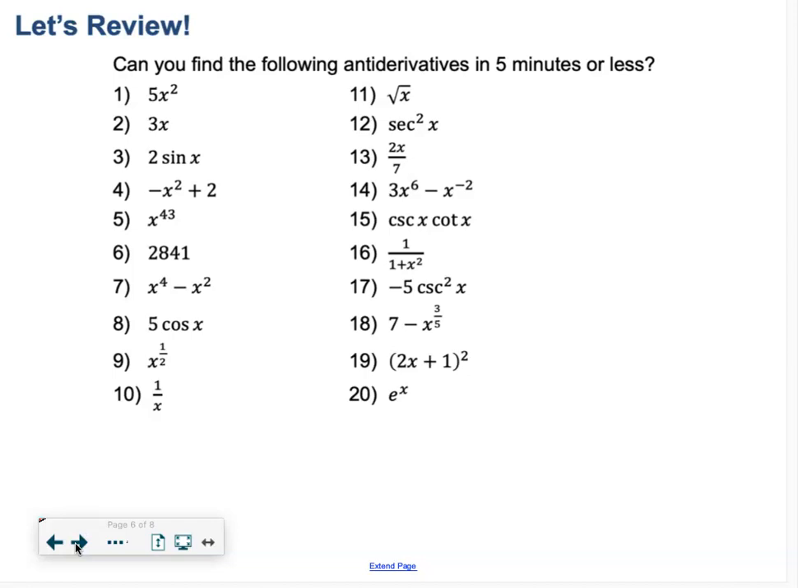Okay, this is a challenge. I have 20 functions on the board. I didn't name them anything; these are just 20 random functions. On your whiteboards, I want you to number 1 through 20. You do not have to label them. Don't worry about an integral symbol or anything. Just write the answer. I want you to write the antiderivative for all 20 of these. I'm going to time you at 5 minutes.